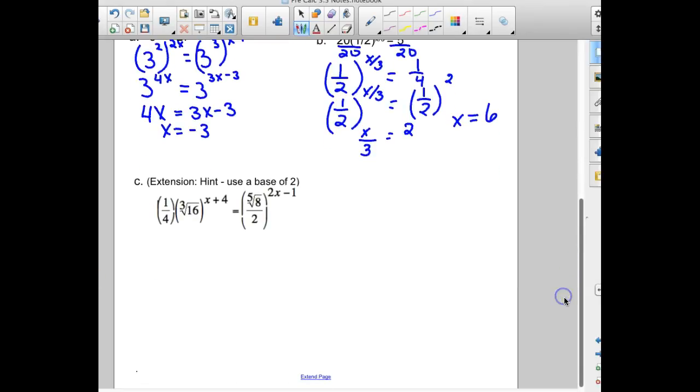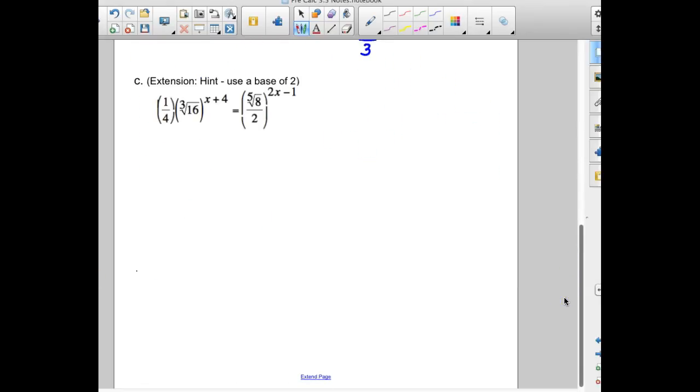All right, this one is a little more involved, but we can still convert it to having common bases on both sides. Since we're dealing with numbers like 4s, 16s, 8s, we're going to use a base of 2. So we can think of 1/4 as 2 to the negative 2 power. We can think of 16 as 2 to the 4th, and then it is being cube rooted, so that would be 2 to the 4/3 power, and it is raised to another power of x plus 4.